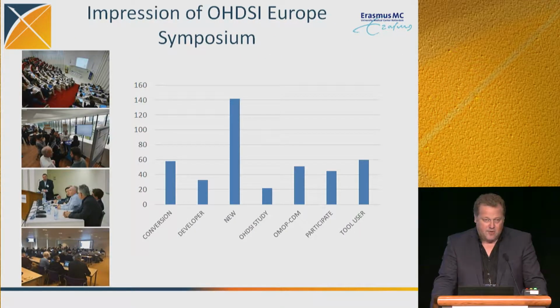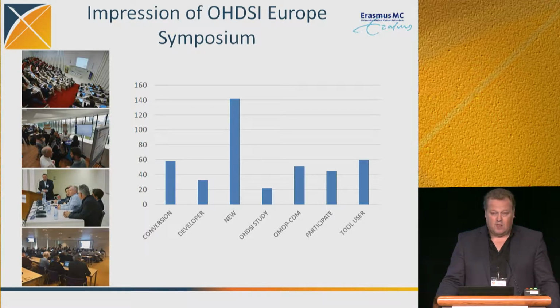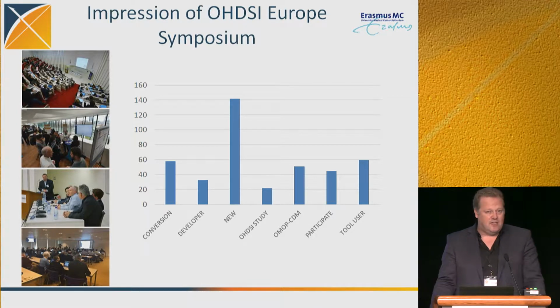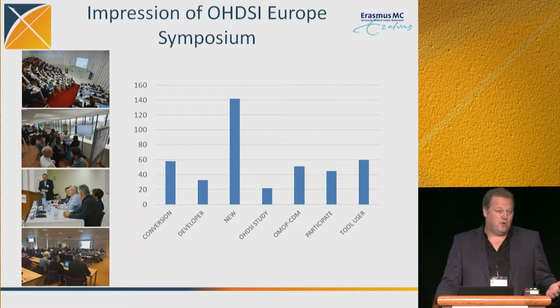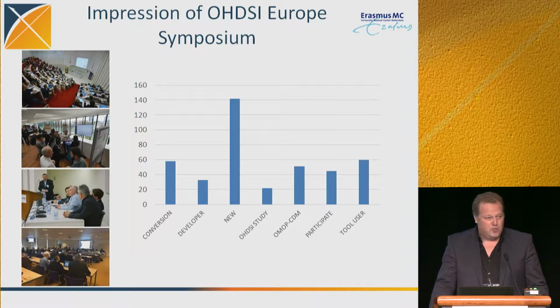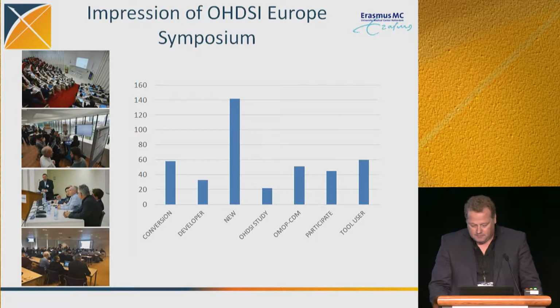What's great is that if you look at this graph, that of the 250 people that joined the symposium, more than half was completely new to OHDSI. They heard about it, they were interested in it, and they wanted to join the initiative. There are also quite a lot of people that are in the process of converting their data or were already contributing to studies that OHDSI was doing. We had a lot of posters as well, so 40 posters, which is quite a lot for the first symposium, I would say. And we did tutorials, which I think is very important, that we educate our community.